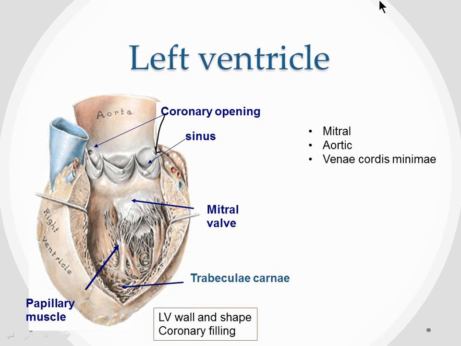When the ventricle relaxes and blood fills these sinuses, that blood actually goes into the coronary arteries, and that's how it helps to supply the heart itself. Okay, so can you see how strategically these coronary openings are placed very close to those sinuses so that they can fill with blood when the ventricle relaxes? The openings in the left ventricle are the mitral, aortic and the venae cordis minimi.